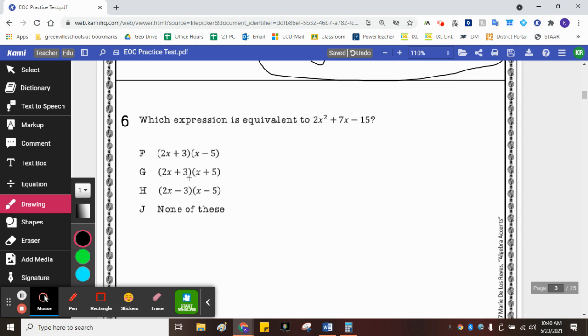So what we're doing from here to here is factoring. A times C. So it multiplies to A times C and adds to B. So our B is in the middle, 7. And 2 times -15 is -30.